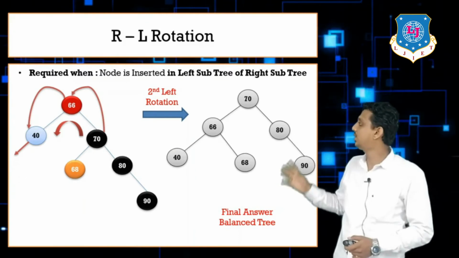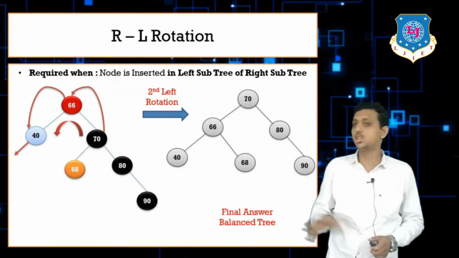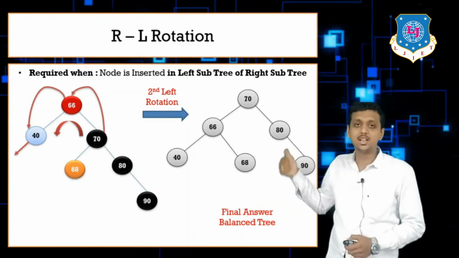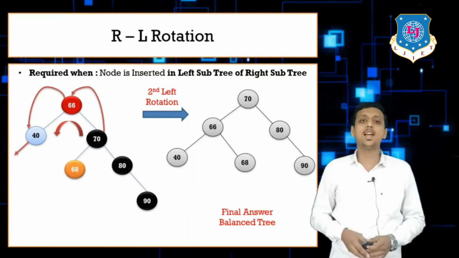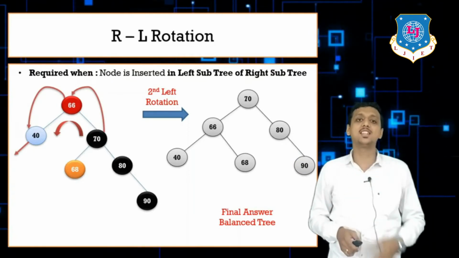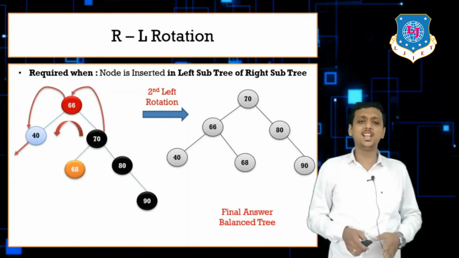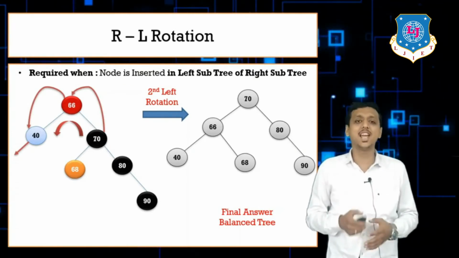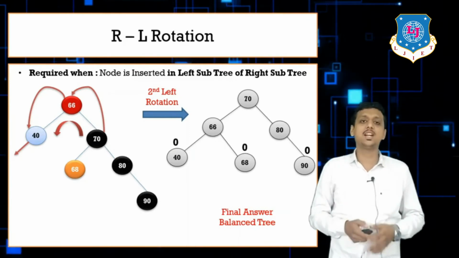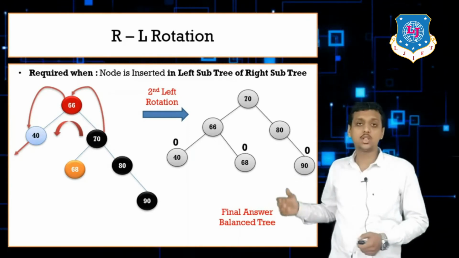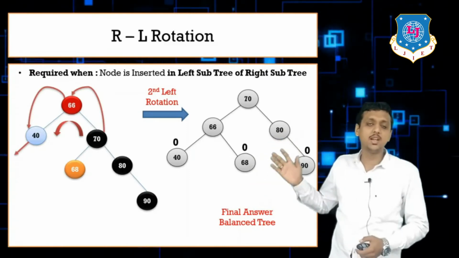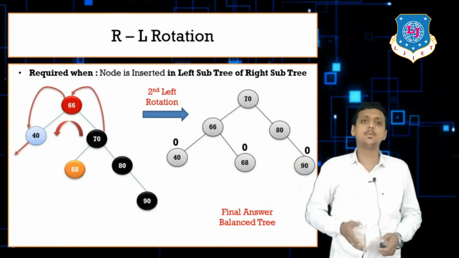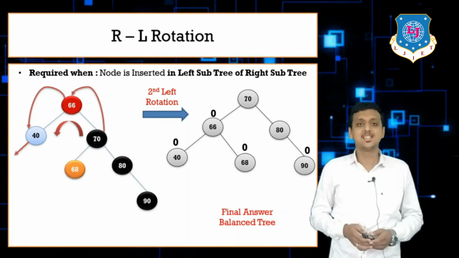Fine. So after applying the RL rotation, students, we have this final answer. Now just apply it to check the balancing factors. All three leaf nodes, 40, 68 and 90, contain balancing factor 0. For the node 66, left side it's 1, right side it's 1, 1 minus 1 becomes 0. So the balancing factor on 66 is 0.